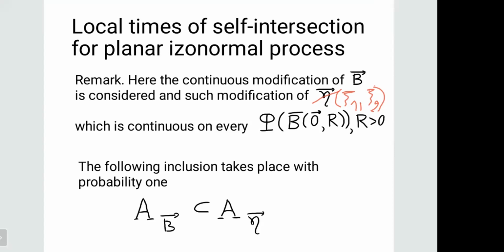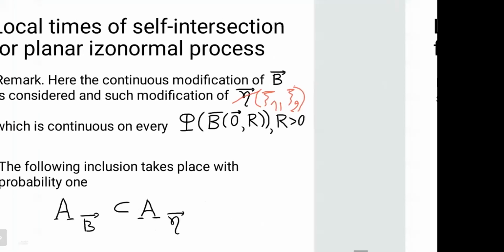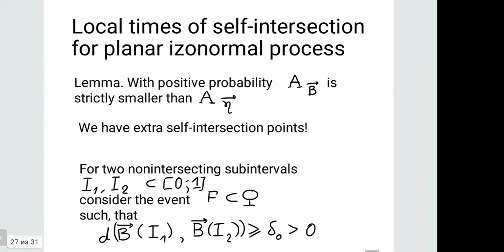The self-intersection set for Brownian motion is contained in the self-intersection set for the isonormal process eta. But what is interesting is that with positive probability, A_B is strictly smaller than A eta. So we have extra self-intersection points for our process.